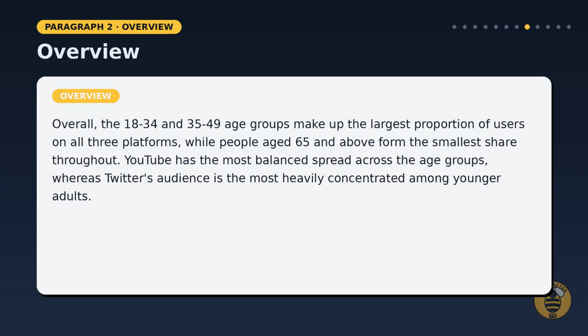Overview. Overall, the 18 to 34 and 35 to 49 age groups make up the largest proportion of users on all 3 platforms, while people aged 65 and above form the smallest share throughout. YouTube has the most balanced spread across the age groups, whereas Twitter's audience is the most heavily concentrated among younger adults.